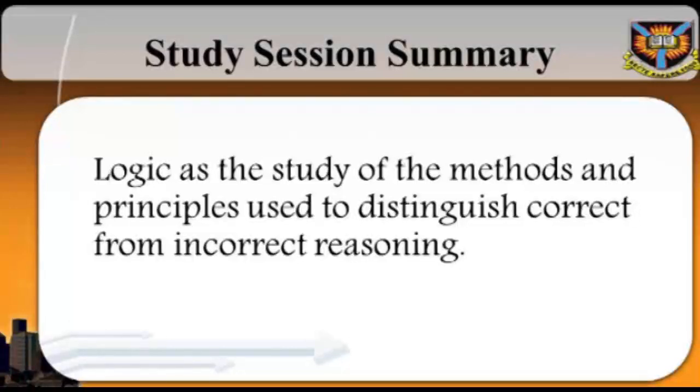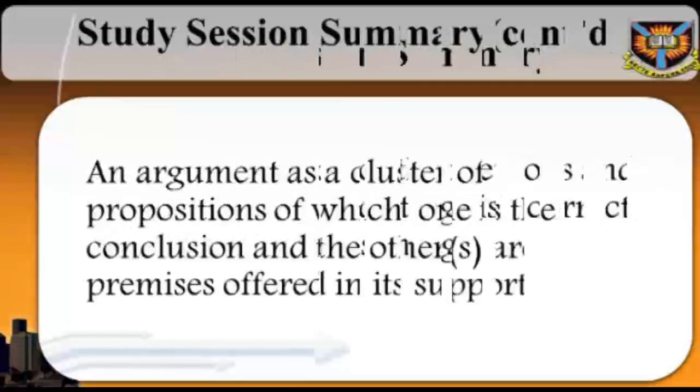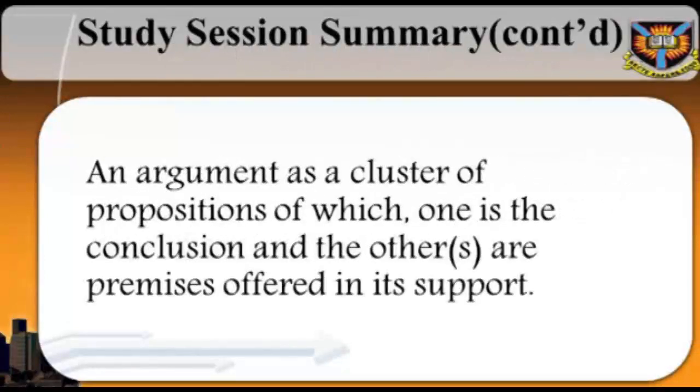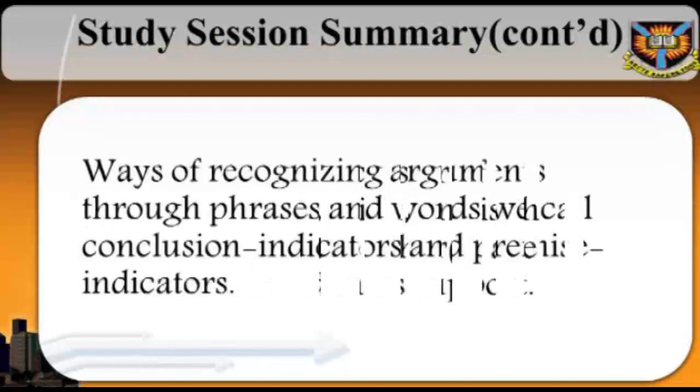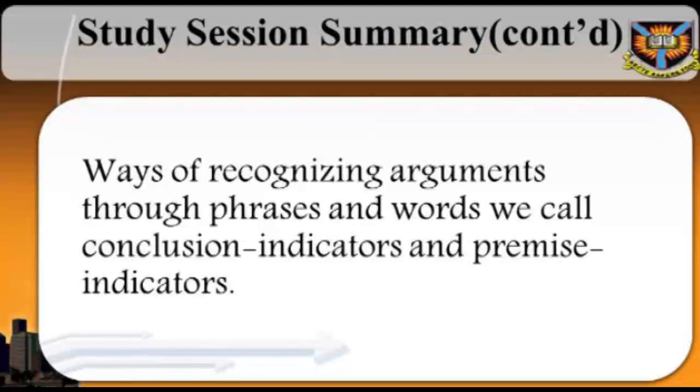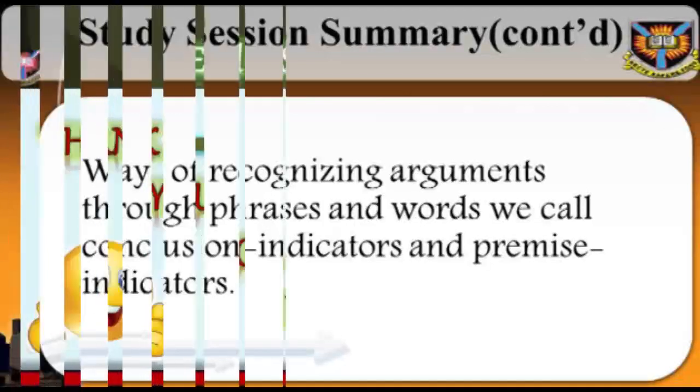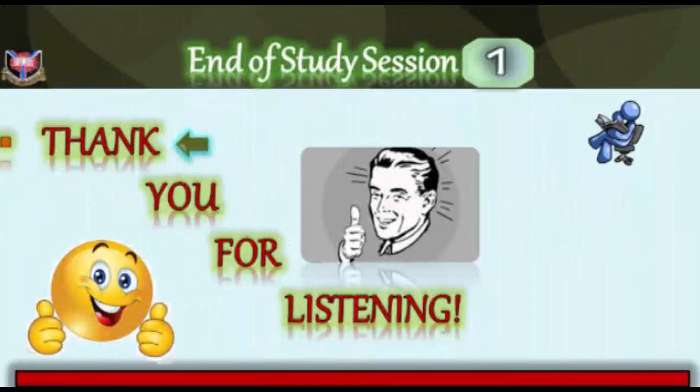We also gave an account of the concept of an argument and defined an argument as a cluster of propositions, of which one is the conclusion and the others are premises offered in its support. Finally, we looked at ways of recognizing arguments through phrases and words we call conclusion indicators and premise indicators. End of study session 1.